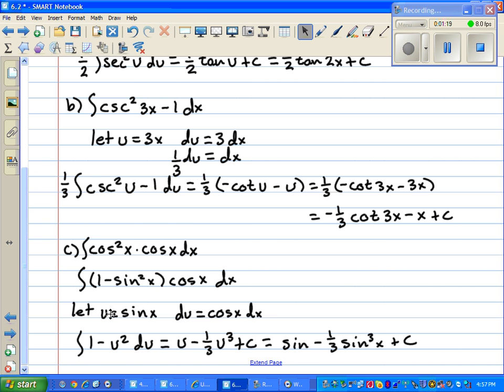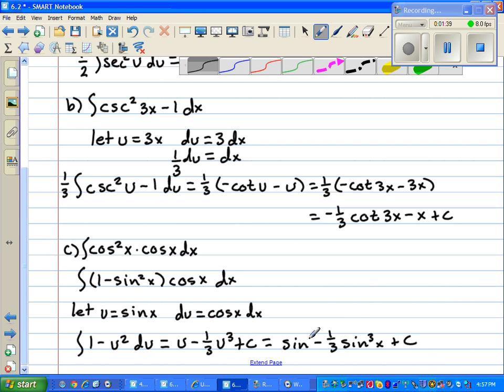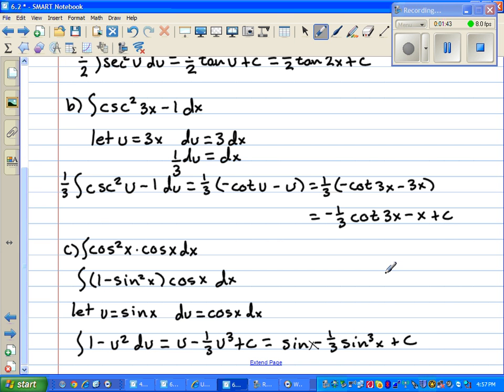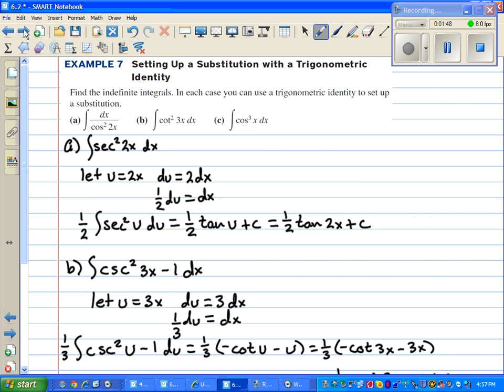Making the substitution, we have 1 minus u squared. Sine is u, replace the sine squared with u, get u squared. And cosine dx is going to be replaced with du. The antiderivative of 1 is u. Antiderivative of u squared is 1/3 u to the third. We have plus c. Didn't start with u's, can't end with u's. So we have sine x minus 1/3 sine to the third x plus c. And that is example 7.